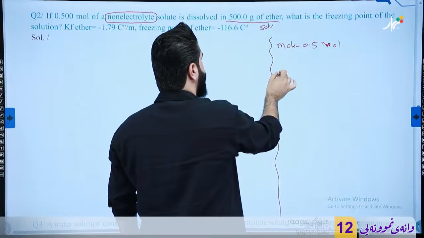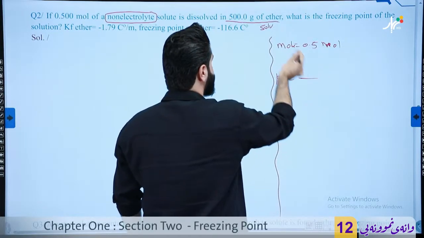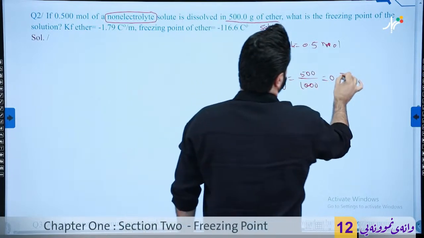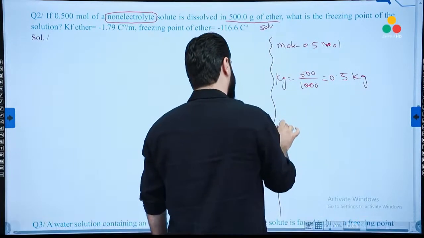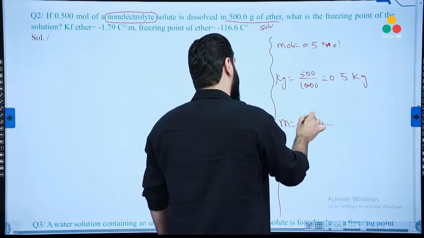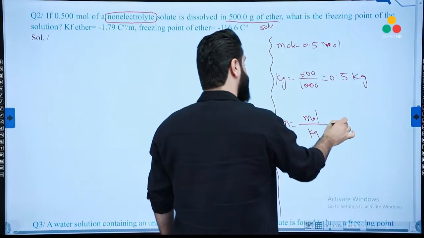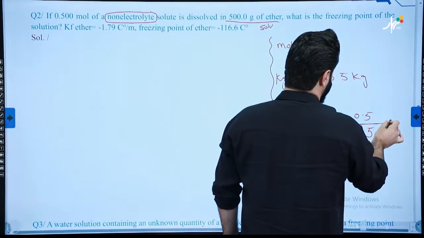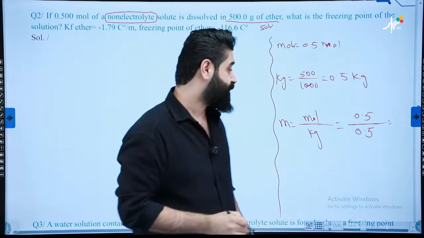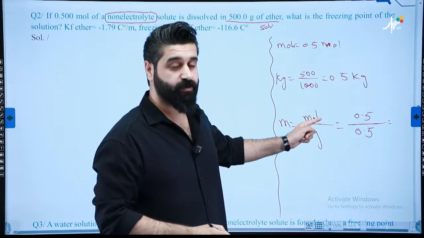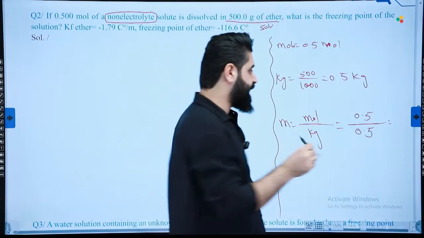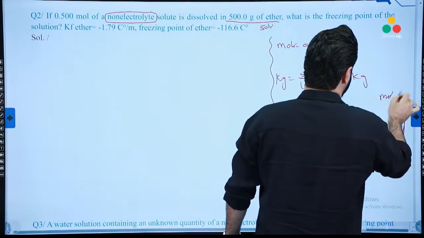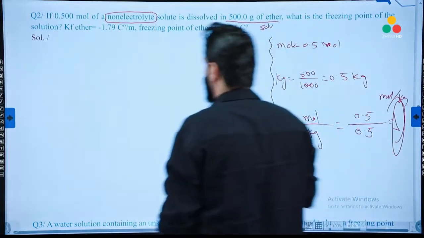And the kilogram equals grams divided by 1,000. So 500 divided by 1,000 equals 0.5 kg. So now molality equals mole over kilogram, which is 0.5 over 0.5. Use your calculator and tell me. I'm waiting for the result. 0.5 divided by 0.5 is 1, okay? So we have the molality. Now molality is 1 mole over kilogram. Okay, this is the molality.